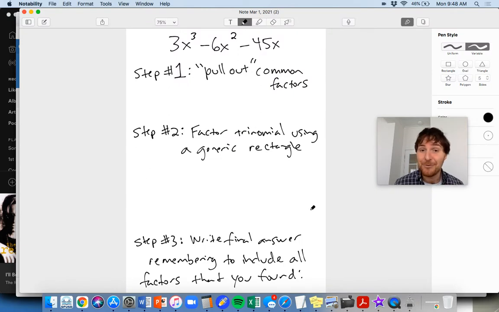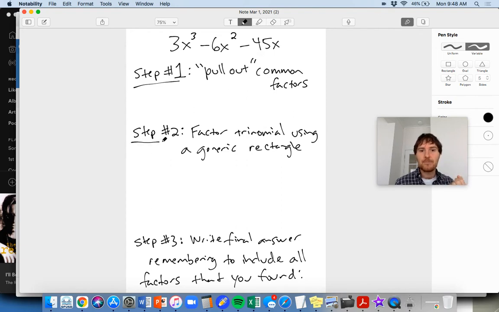And I have a list of 3 steps to follow. Now, normally I have these 3 steps listed out in the classroom. I just have them out all the time on the wall so people can look at them real quick and remind themselves, because it takes some practice remembering these 3 steps. Step number 1 is what I recommend. Pull out your common factors from this particular polynomial expression.